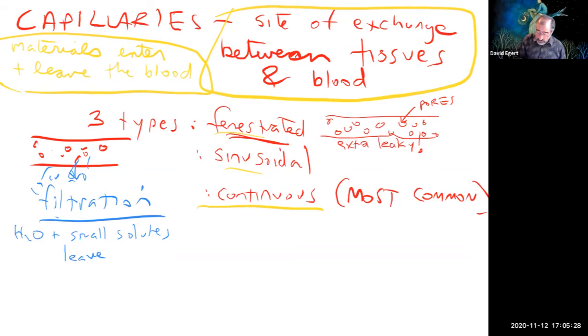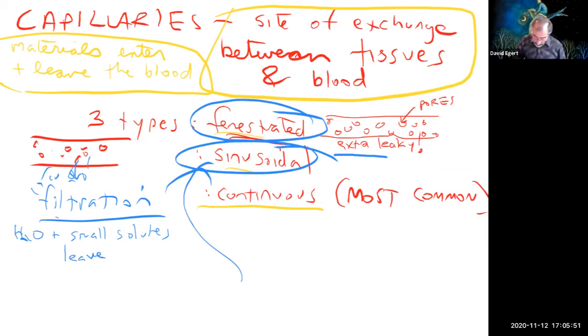When I say extra leaky, you don't have the blood cells leak out, or the really large proteins, but small solutes in water can pour out to make different kinds of secretions this way. So we will meet these again. Sinusoidal capillaries, these are where blood is being processed.